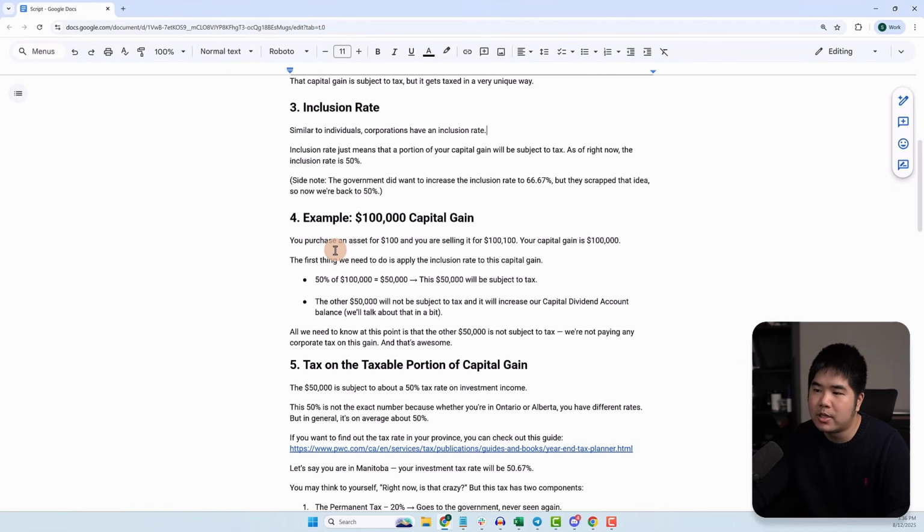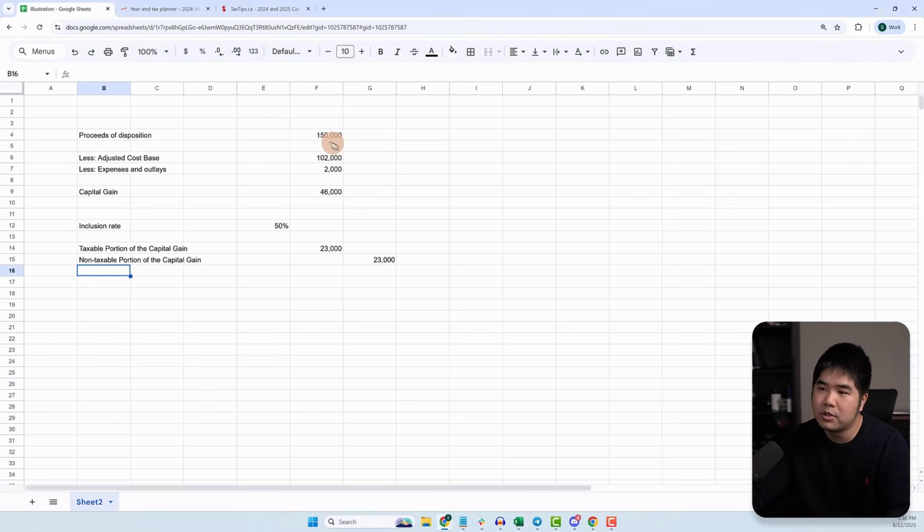Let's say we purchase an asset for $100 and then we're selling it for $100,100. Our capital gain should be $100,000. So let's put it here. The proceeds of disposition is $100,100. Our cost is $100 and we did not incur any expenses, so this one is zero. In this case, the inclusion rate is 50%, then the taxable portion of the capital gain is $50,000 and the non-taxable portion of the capital gain is also $50,000.